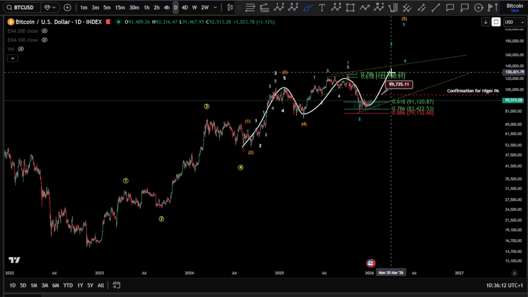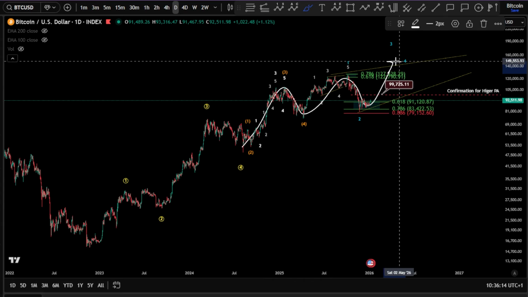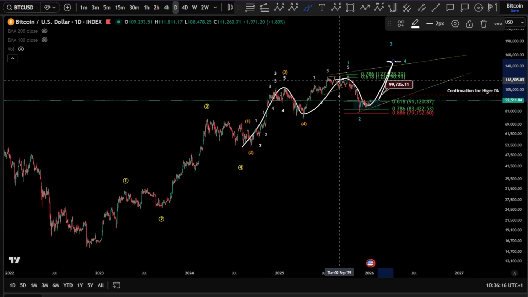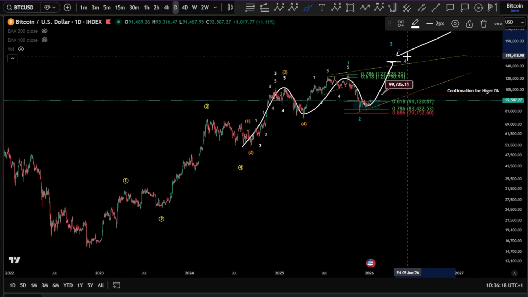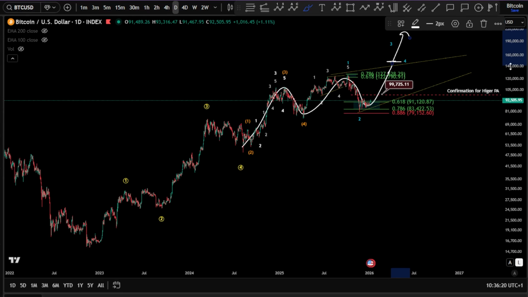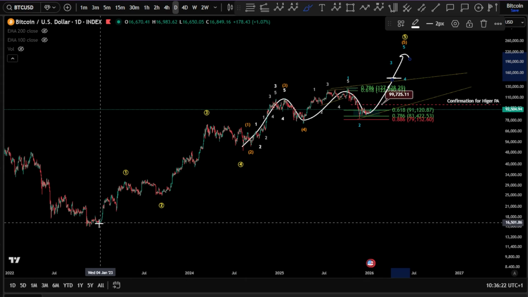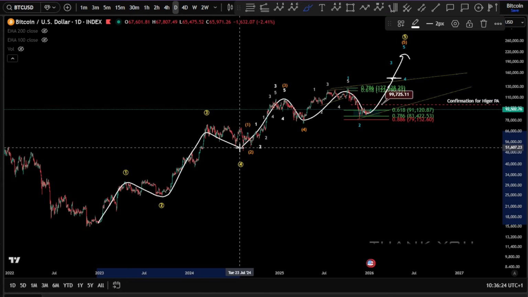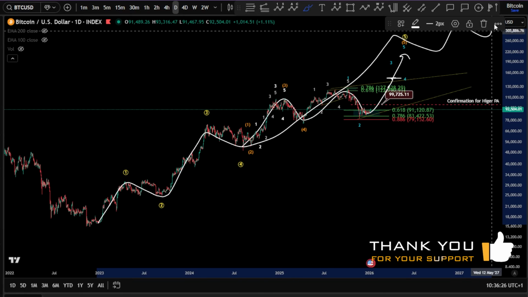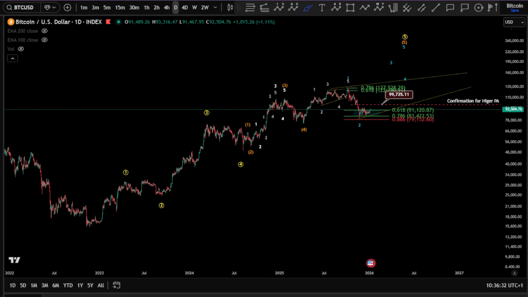If the wave 5 reaches the 1-to-1 fib level here, wave 5 longer than wave 3, this is a signal even for an extreme bullish scenario here, shifting to 1, 2, 1, 2, and then wave 3, 4, 5, 4, 5. Very, very bullish. Of course, this is the ultimate bullish scenario for Bitcoin if this happens.